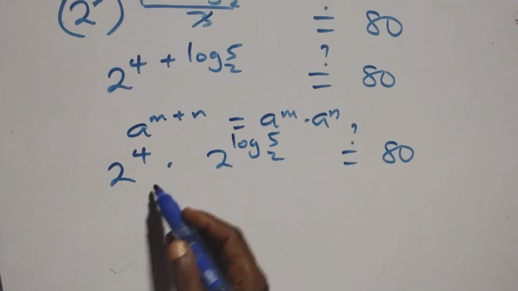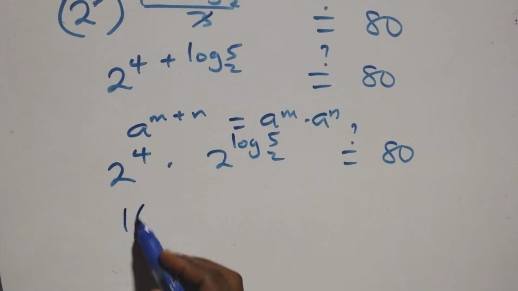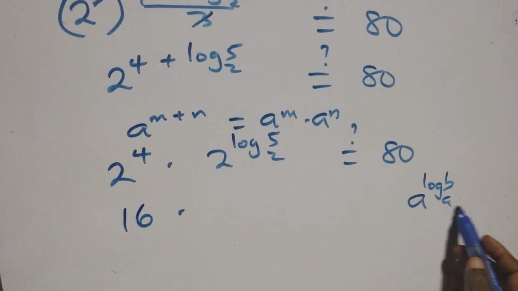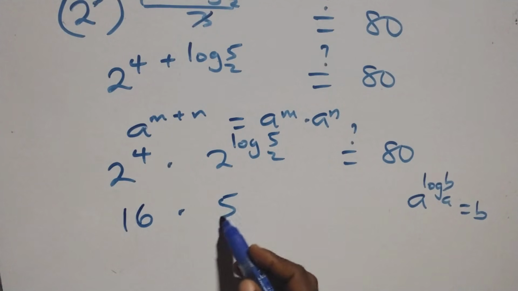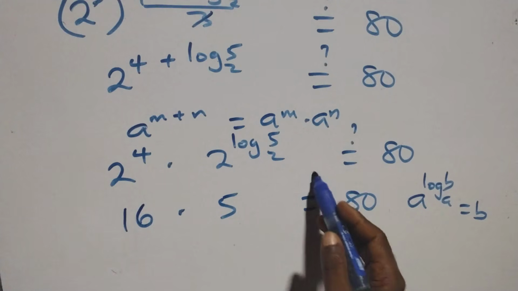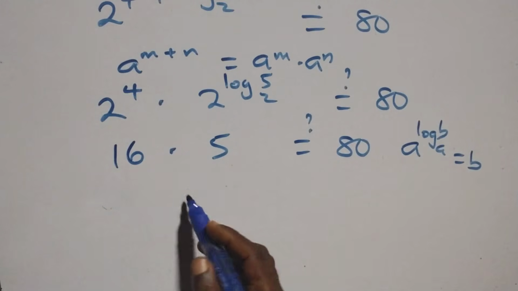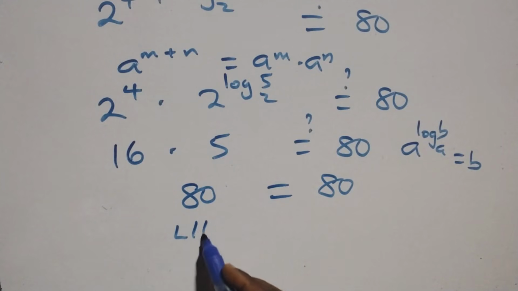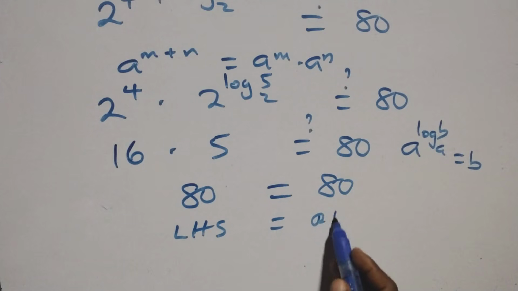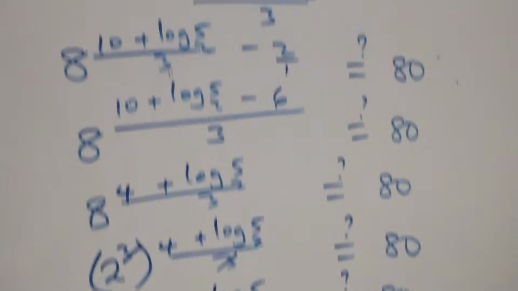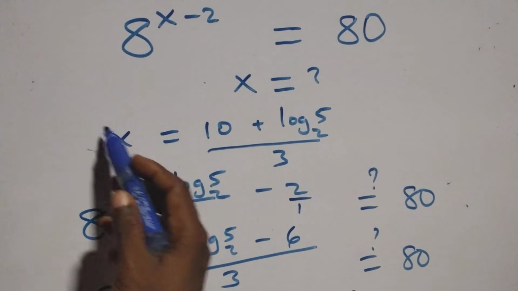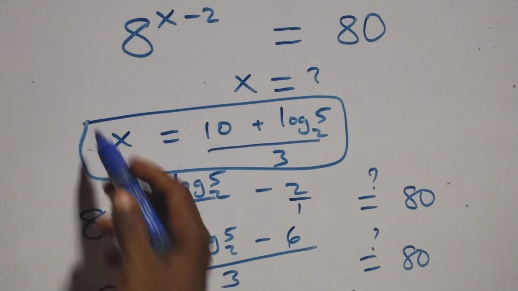And 2 raised to power 4, 2 multiplied 4 times, that's 16. Times, this follows when we have a raised to power log b to base a, which is equal to b. So here we have 5. Is it equal to 80 on this side? And 16 times 5 gives us 80, which is equal to 80 from here. Left hand side equals the right hand side. And we conclude that x equals 10 plus log 5 base 2 all over 3 satisfies this given problem.